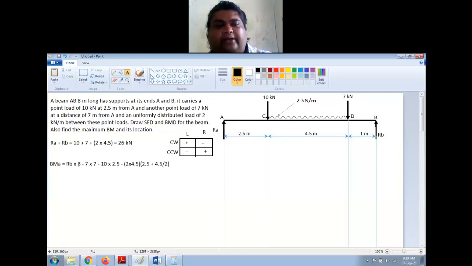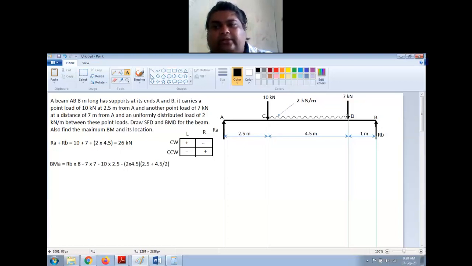So I took RB into 8, minus, I have a force of 7 kilonewton at D, acting downwards, and this is making a clockwise movement on the right side. Right side clockwise movement is negative. So minus 7 into the distance, which is 7 meters. Then minus, coming to point C, I have a 10 kilonewton force acting downwards, 10 kilonewton into the distance 2.5 meters, minus 10 into 2.5.